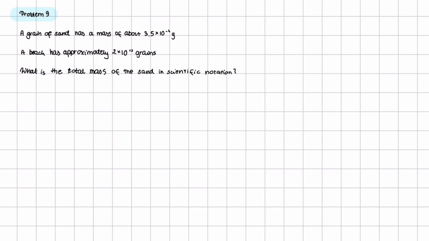And the last exercise, problem number 9. A grain of sand has a mass of about 3.5 times 10 to the power of minus 4 grams. A beach has approximately 2 times 10 to the power of 12 grains. What is the total mass of the sand in scientific notation?